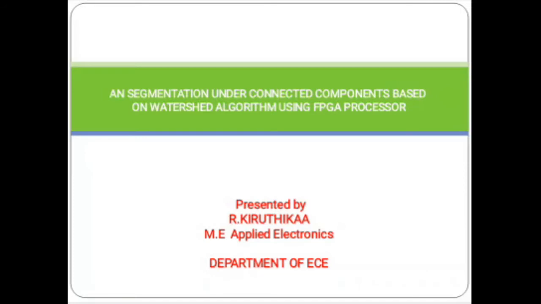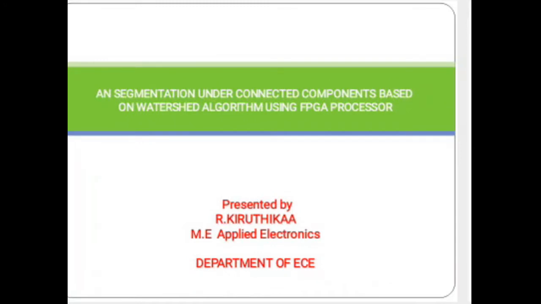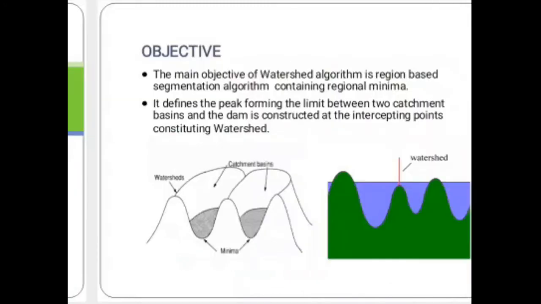This e-presentation is about my journal paper on the topic of segmentation and connected components based on the watershed algorithm using an FPGA processor. Let me move to the first slide. Here the objective is given.